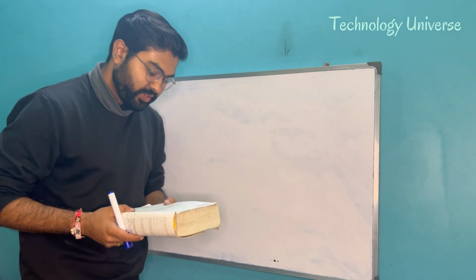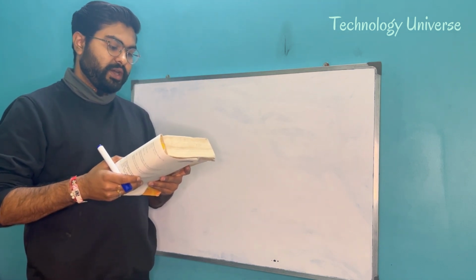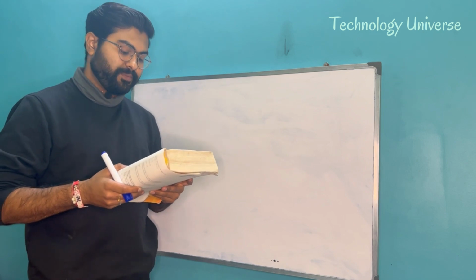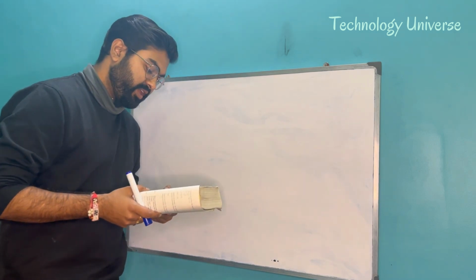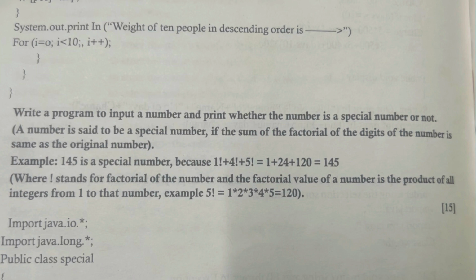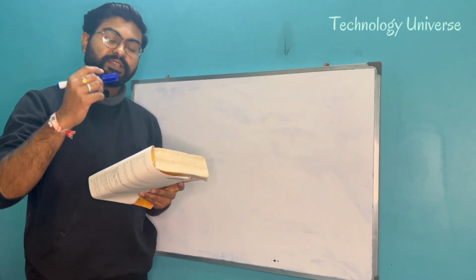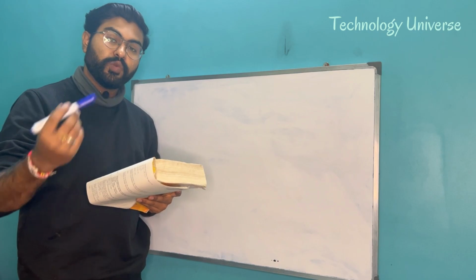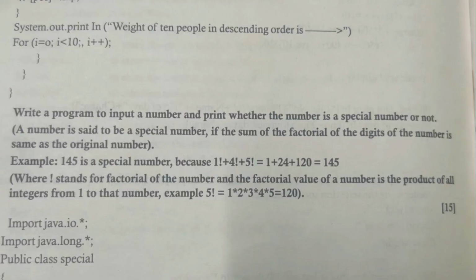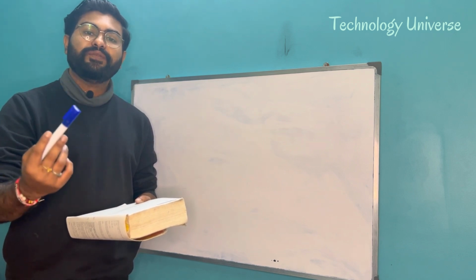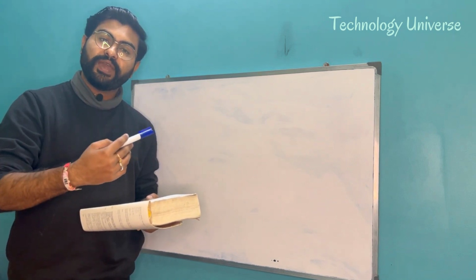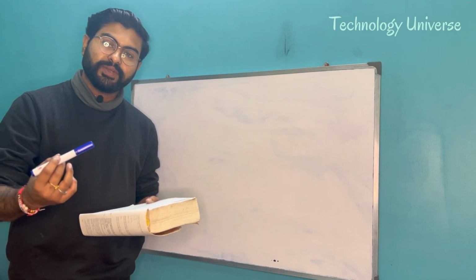Welcome back. In this video we are going to explore another program from the ICSE computer board paper. The program is on special number. You have to input a number and print whether it's special or not. A special number is a number for which the sum of the factorials of its digits is equal to the original number. For example, 145: 1 factorial plus 4 factorial plus 5 factorial gives us 145. So it's a special number.